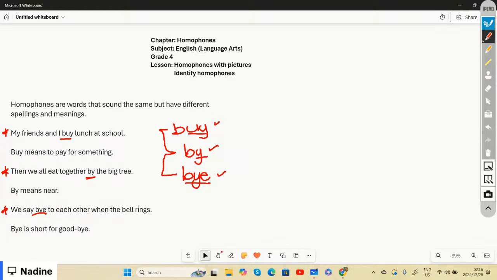Okay, so now we're going to look at a few words that we can identify as homophones, all right? So I'm going to write down a few words, and these are going to be homophones.